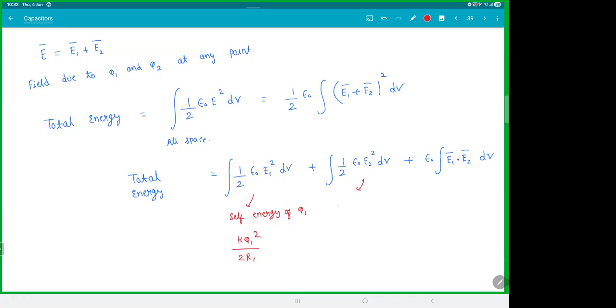Similarly, if you look at the second term, this is the field only due to the second shell. This is the self energy of Q2. So this term, if you integrate, would come out to be K Q2 square by 2R2. Then what's left? The interactional energy. The total energy of a system is self energy plus interactional energy. So this term must be the interactional energy, the interaction between both the shells. And since both the shells are very far, we can treat them as point charges. This is K Q1 Q2 by L. Is that logic making sense?